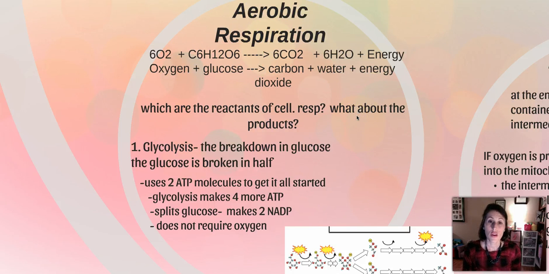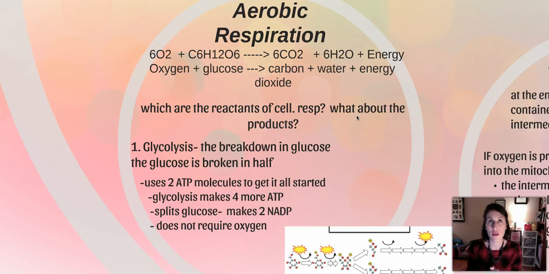I told you before that respiration is broken down into three separate parts. So the very first one is glycolysis, and it literally means the breakdown of glucose. The glucose is broken in half. Okay, so when the glucose breaks, it's going to actually use two ATP molecules to get the process started. It's going to end up making 4 ATP.